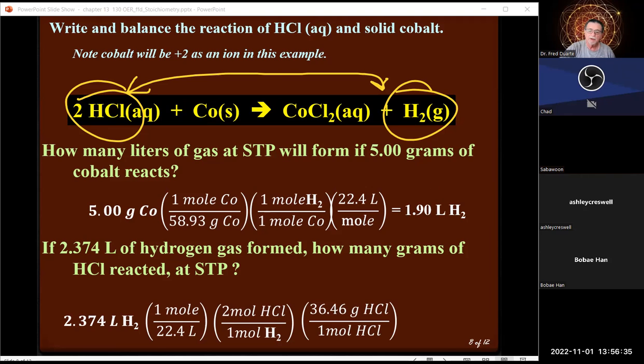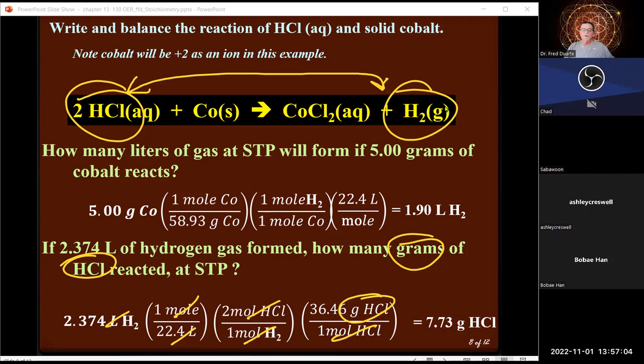Check my units, make sure I set this up properly. You can see liters cancel out, moles H2 cancel out, moles of HCl cancel, leaving us with grams of HCl, which is what we're looking for. And so our answer is 7.73 grams HCl.